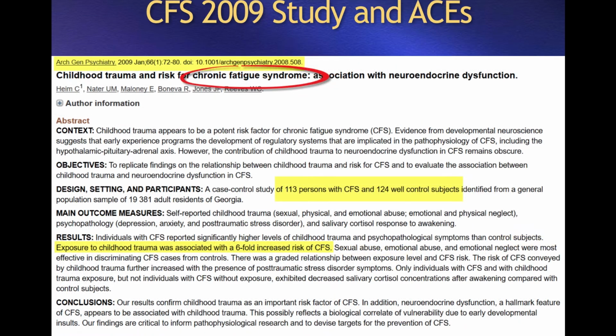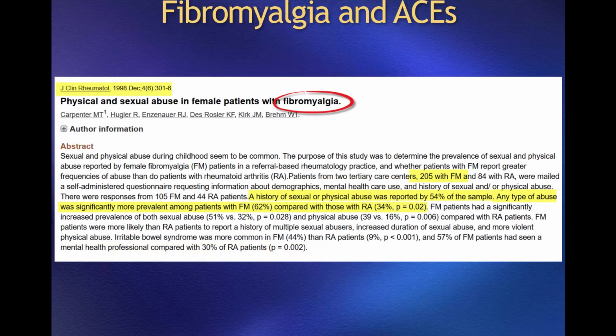They repeated the study, same journal, same group size. This time they had 113 people with a control group of 124, and they concluded that exposure to childhood trauma was associated with a 6-fold increased risk of CFS. You also see this with fibromyalgia, a dramatic increased risk. I think my friend Dr. David Brady these days says, if you don't have emotional trauma in childhood, you don't have fibromyalgia. Actually, it was an exclusion marker for fibromyalgia.